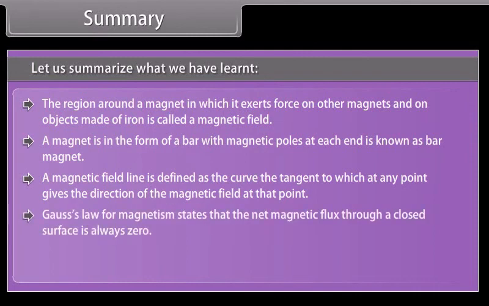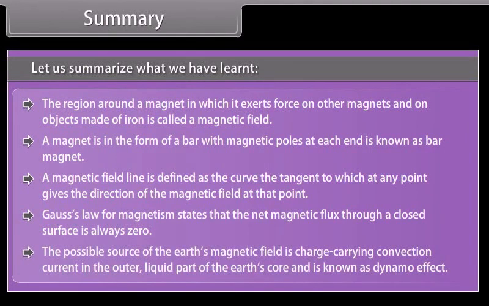Gauss's law for magnetism states that the net magnetic flux through a closed surface is always zero. The possible source of the Earth's magnetic field is charge-carrying convection current in the outer, liquid part of the Earth's core and is known as dynamo effect.